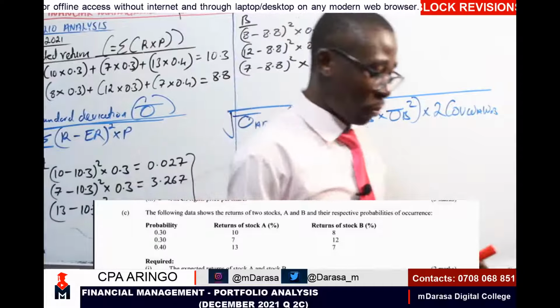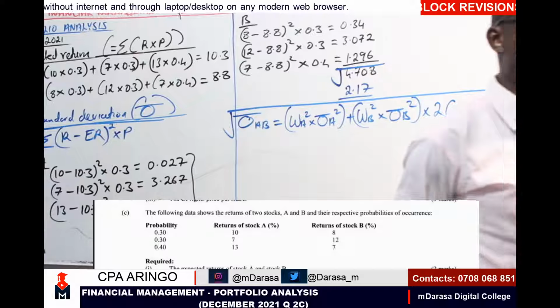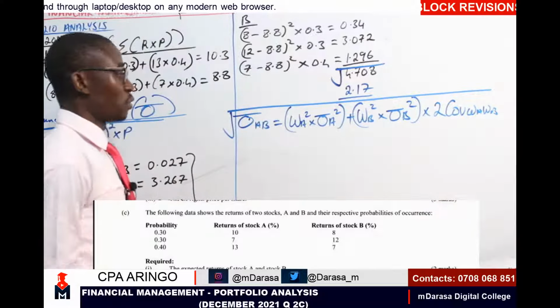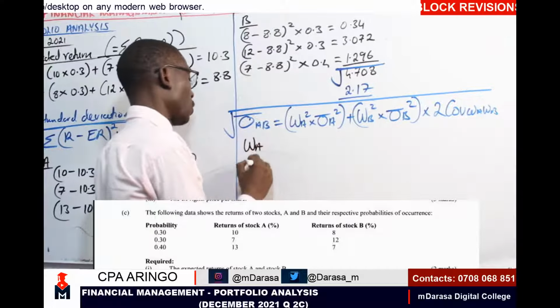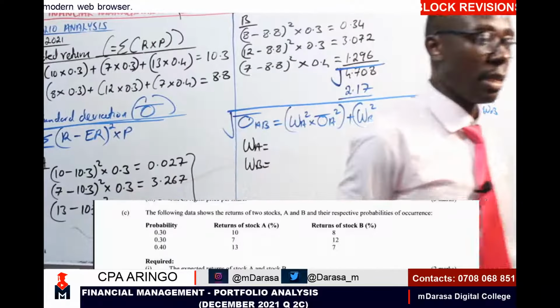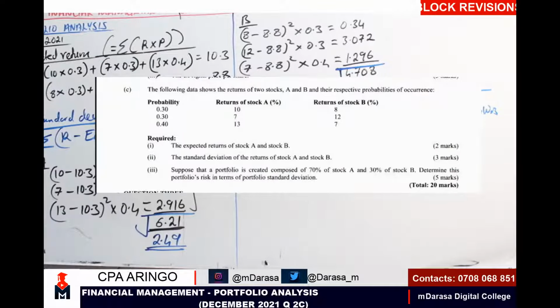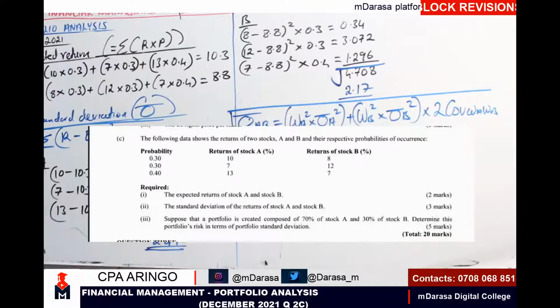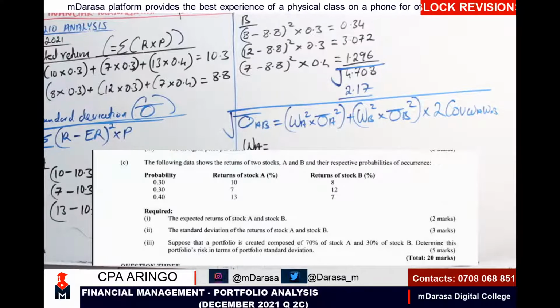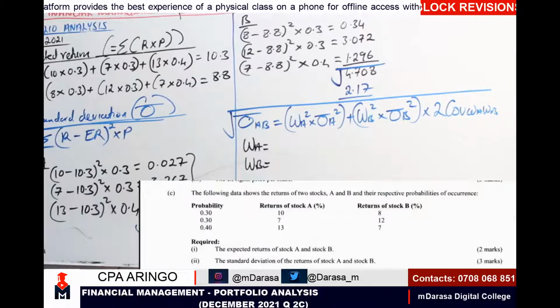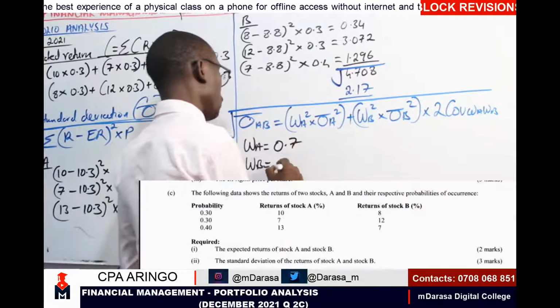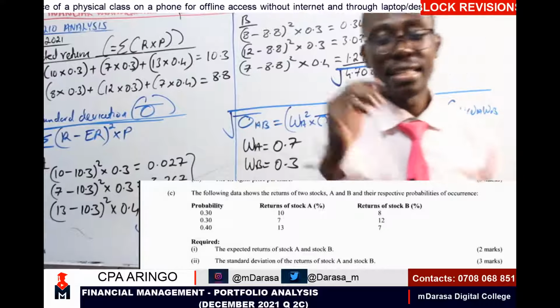Now, the case here is upon us to determine what we are given. I need to have the weight of A and weight of B. My good student, the good question is, were you given this weight of A and weight of B in that question? Look at that question clearly. This is an area that you should pay very much attention to. Suppose that a portfolio is created composed of 70% of A and 30% of stock B. Determine this portfolio's risk in terms of portfolio standard deviation. So already we can agree that I am given the weight of A and weight of B. In this case, the weight of A is 0.7 and the weight of B is 0.3. Exactly what I'm given there.